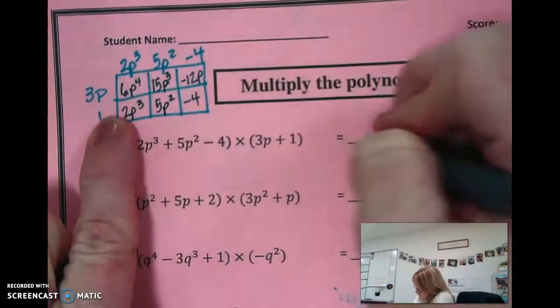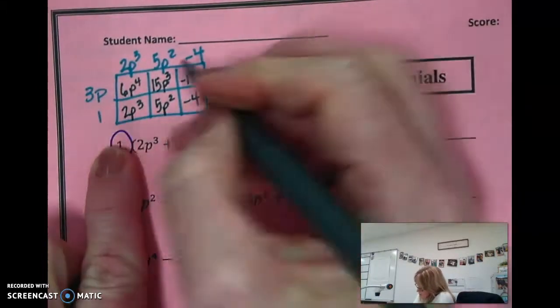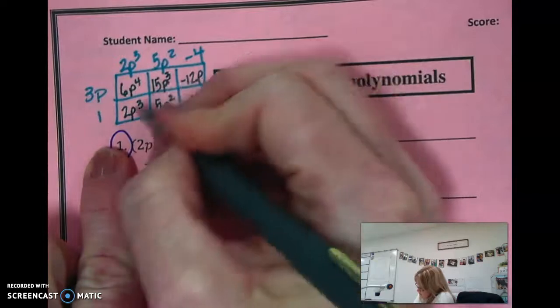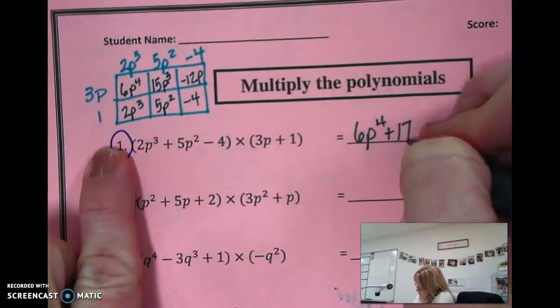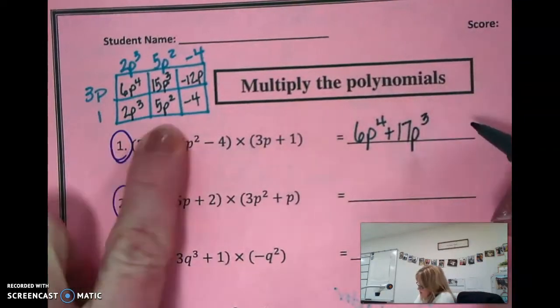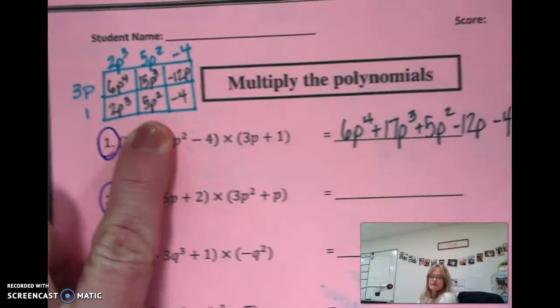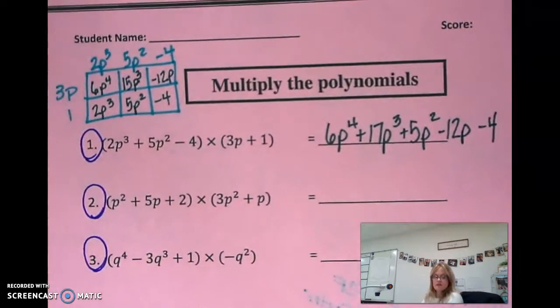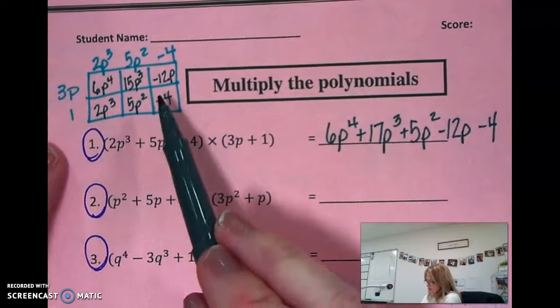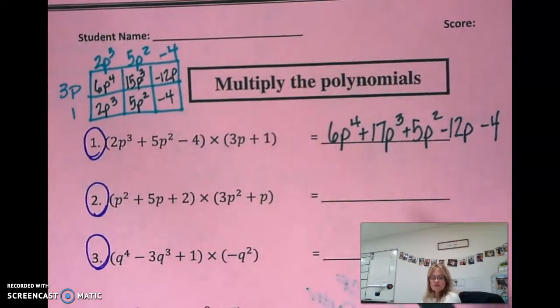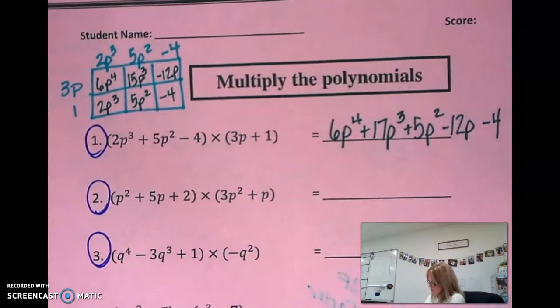There are no other p to the 4th. I do have 2p to the 3rd and 15p to the 3rd, which is 17p to the 3rd. I only have a positive 5p squared, a negative 12p, and a negative 4. So again, you can set up the box method for all of these to make them work.